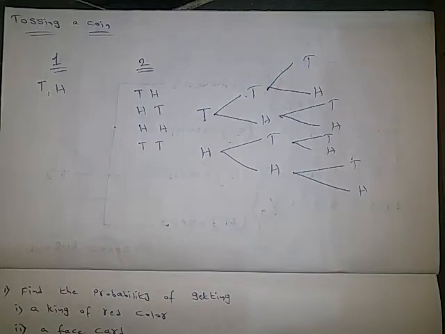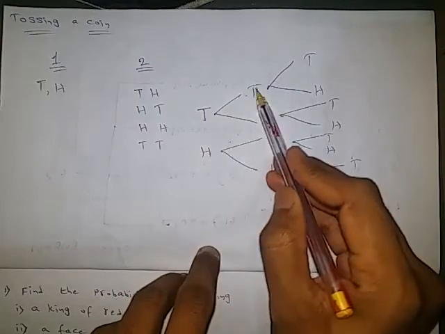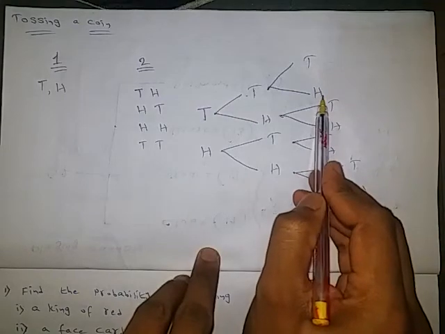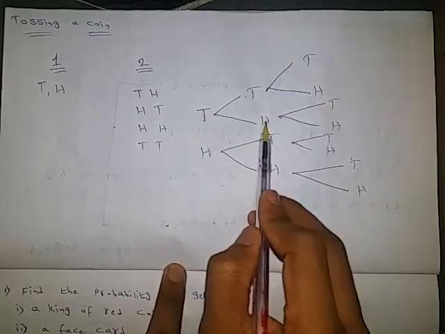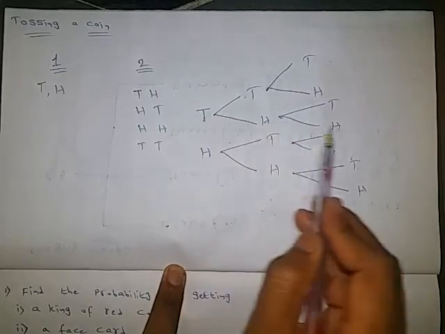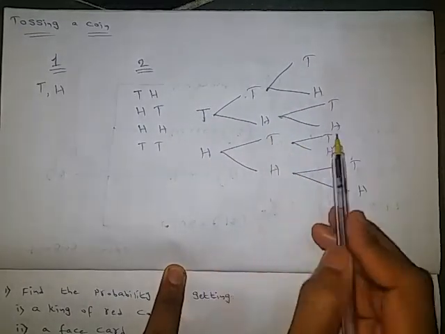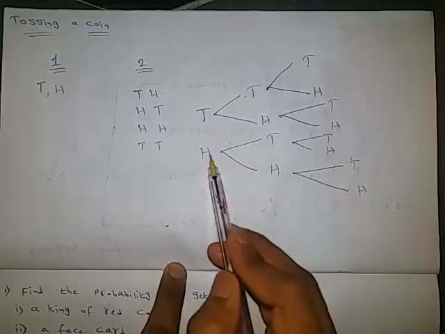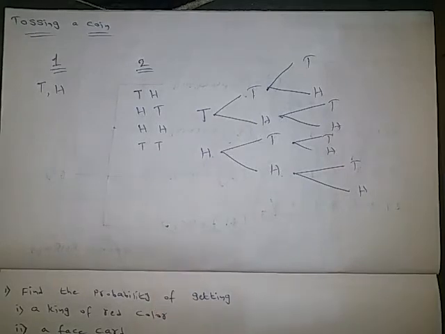Then what if 3 coins are tossed? Go along one particular arrow only first. Tail, tail, tail. Tail, tail, head. Next, tail, head, tail. Tail, head, head. Head, tail, tail. Head, tail, head. Head, head, tail. Head, head, head. So this is how we need to write the possible outcomes when we throw or toss a coin. Now let us solve some problems based on the playing cards concept.